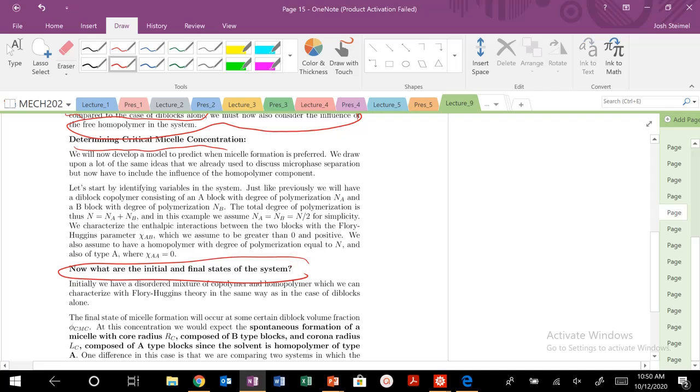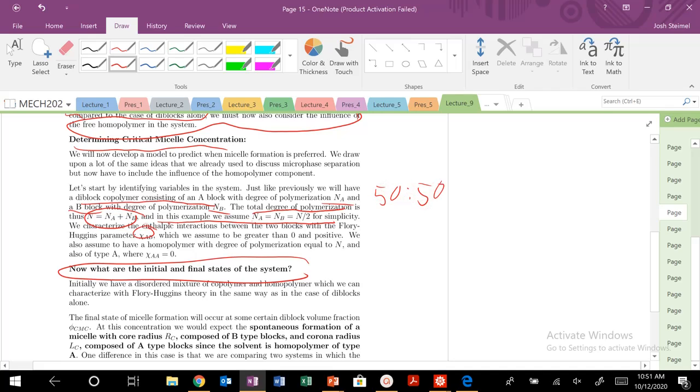Just like we had previously for our microphase separation, we have a diblock copolymer with A block, degree of polymerization NA, and B block, degree of polymerization NB. Total degree of polymerization is going to be NA plus NB, although we're going to have to account for the homopolymer as well, but we'll come back to that a little bit later. And for this example, we're going to assume a 50-50 diblock, just like what we've been dealing with previously.